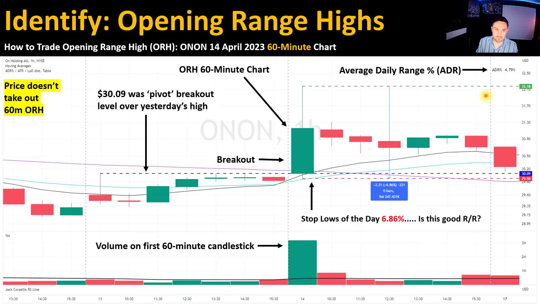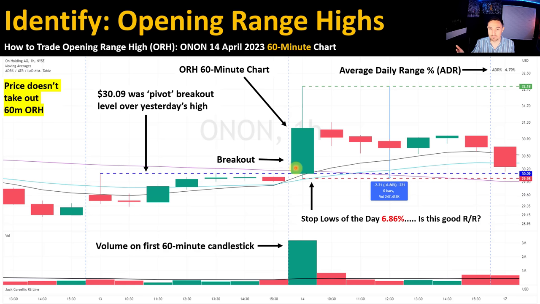Let's do another one. Now this one here is using it on the 60 minute chart. When you're on the 60 minute chart, there are 6.5 hours in the session. So the first 1 hour candlestick is actually going to be a 30 minute bar, just the way that's kind of played out.